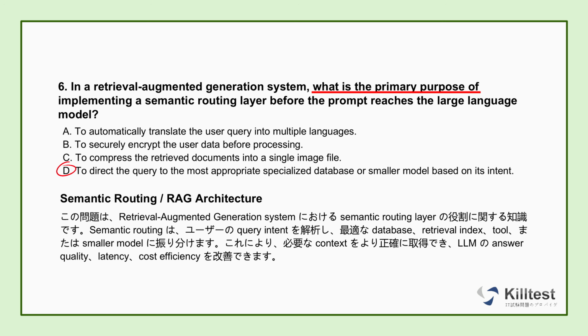Semantic routing analyzes the user's intent first. Before a query ever hits an expensive, heavy model, this layer directs it to a specialized database. Or like a faster, smaller model based on what the user actually needs. Yep. It optimizes context and latency. Like a triage nurse at a hospital emergency room figuring out exactly which specialist you need before you even enter the ward. That saves time.